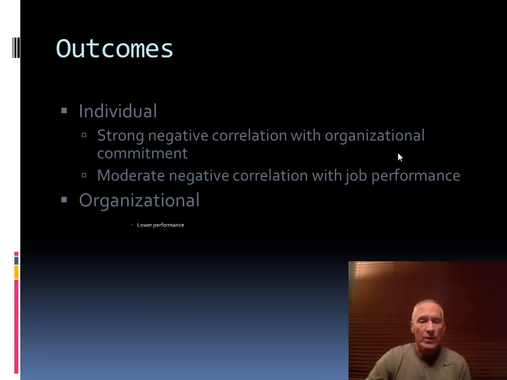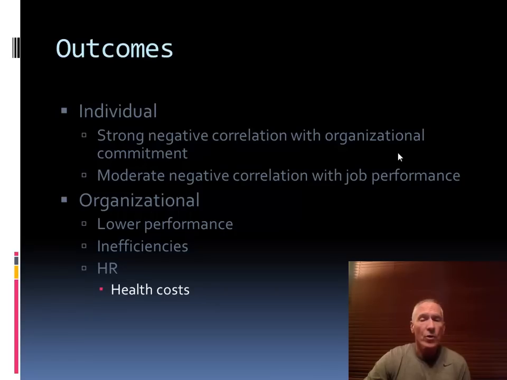There are organizational outcomes. There's lower performance, which obviously, individuals who aren't performing optimally in the organization reduce the organization's performance. There are inefficiencies in terms of other people having to take up the slack for those who are performing low as a result of stress adaptation. There are HR results. There are health costs. We know stress is related to ill health, greater health costs for the organization, both in terms of personal health, health insurance costs, and on-the-job injuries.